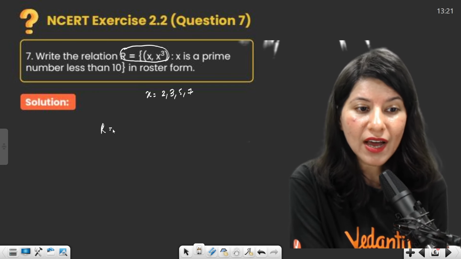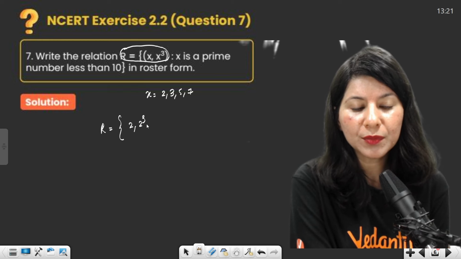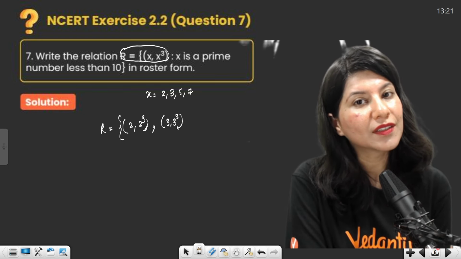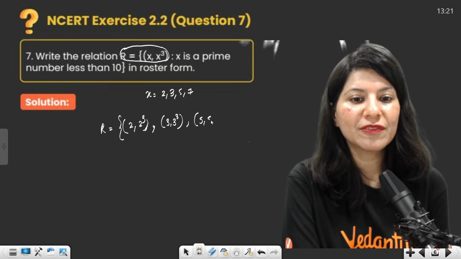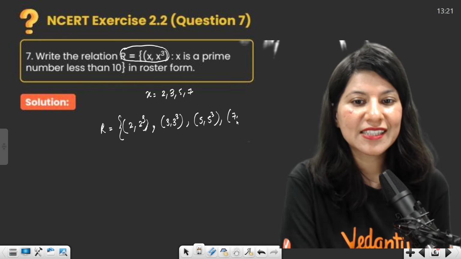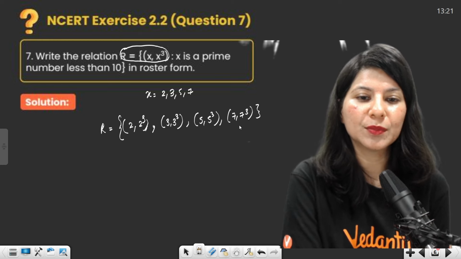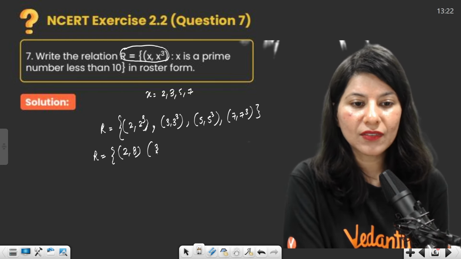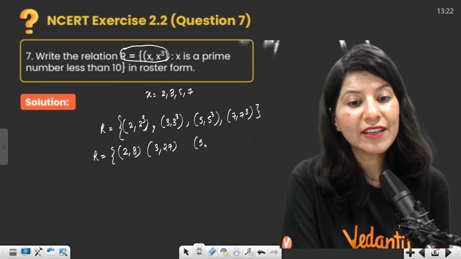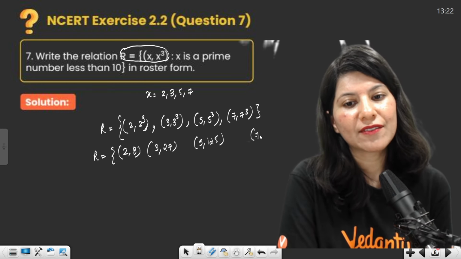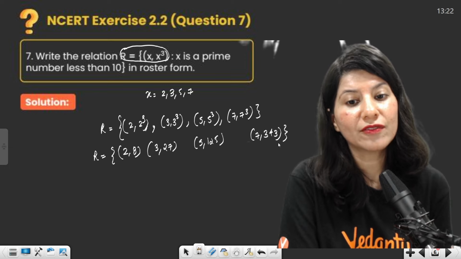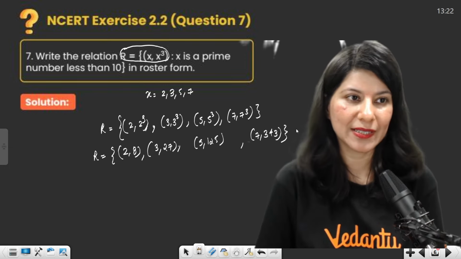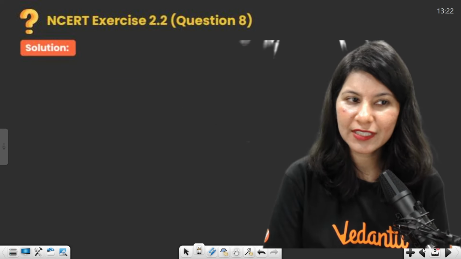So now relation R will be having (2, 2 cube), (3, 3 cube), (5, 5 cube), (7, 7 cube). So R will be having (2, 8), then (3, 27), (5, 125), (7, 343). Let's not forget to keep the comma in between the elements or ordered pairs, right? Question number 7 also done nicely.